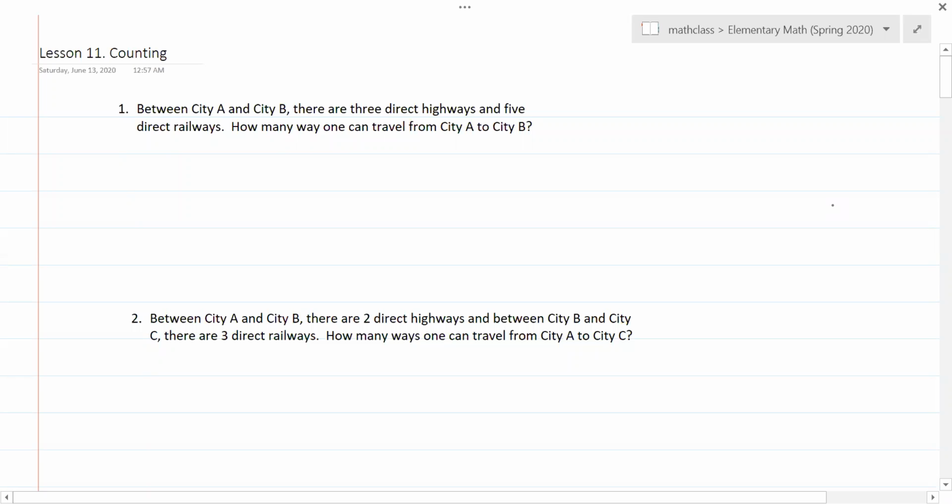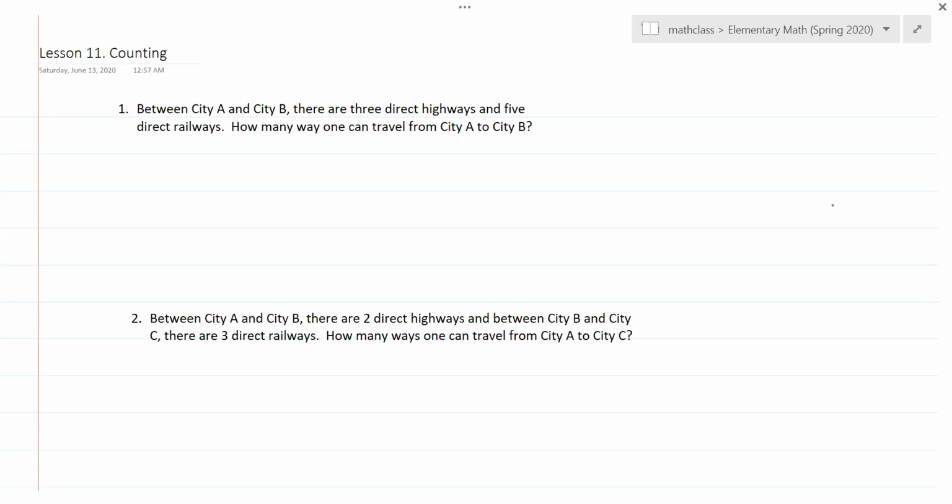So today we are doing counting. Maybe it's easier than the previous lesson. Let's work on this. Does everybody know how to do the first problem?